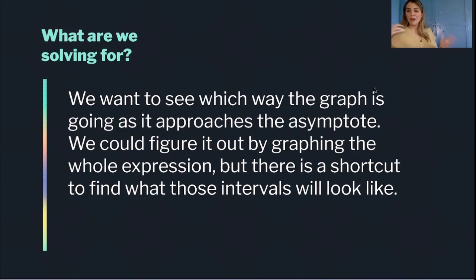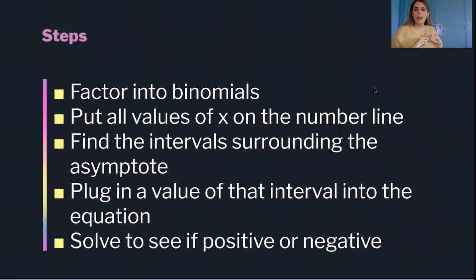Is it coming from the positive or is it coming from the negative? We could figure that out by graphing the whole expression, but today we're going to do a trick that's going to help us solve this without actually graphing the problem. So the steps are we're going to factor it into its binomials. We're going to find all the special values of x that this rational expression has. We're going to put them on a number line. We're going to plug in a value from the different intervals of the number line to see if the answer comes out as positive or negative. And then from there, we'll be able to say if it's positive or negative while it's approaching that asymptote.